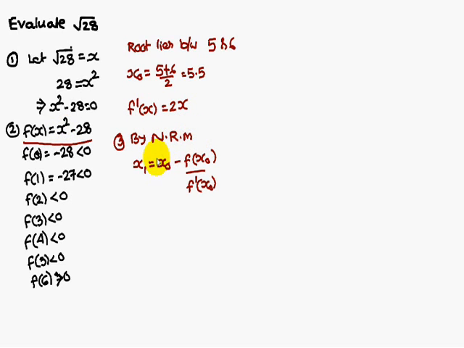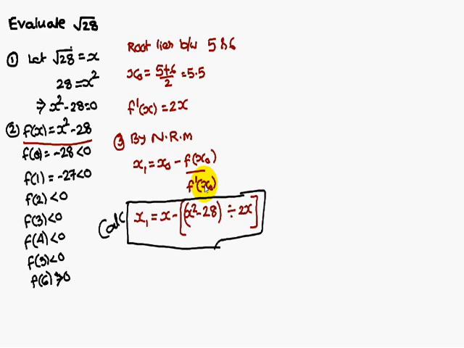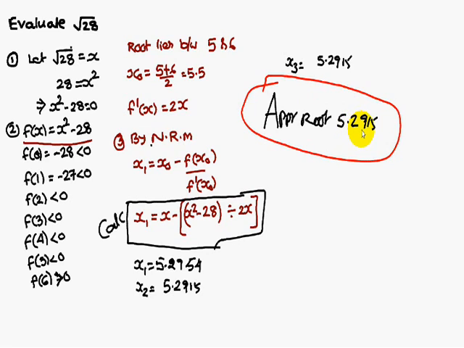And by Newton-Raphson method x1 is equal to x naught minus f of x naught by f dash of x naught. So in the calculator you have to enter like this. Then you will get x1 is equal to 5.2954, and similarly x2 is equal to x1 minus f of x1 by f dash of x1, where you substitute the x1 value, then you will get x2 as this one. Similarly, x3 is 5.2915, therefore the approximate root is 5.2915. Thank you.